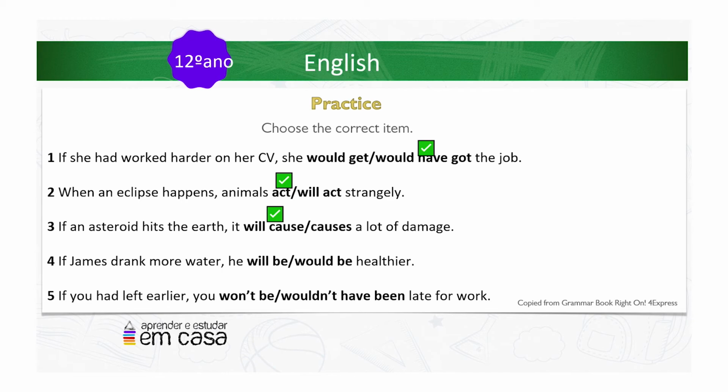If James drank more water, he will be or would be healthier. Drank, simple past. What do you think? Will be or would be? Exactly, would be. If you had left earlier, you won't be or wouldn't have been late for work. It's the third conditional. Wouldn't have been late for work.